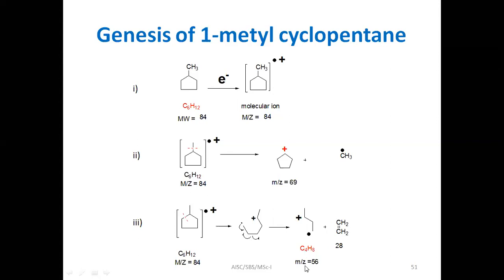So you have to calculate C4H8, count the carbon and hydrogen, and write down their mass. m/z is equal to how much? 56, or you can lose that 28 from the molecular ion, 84 minus 28, and you will get 56. Both ways you can calculate it, or you can subtract this 28 from your parent. But the condition is your carbon must satisfy all this fragmentation. So we have the fragmentation for 1-methyl cyclopentane.